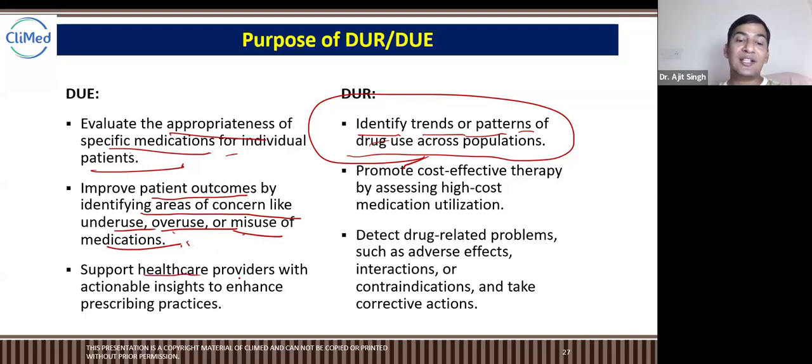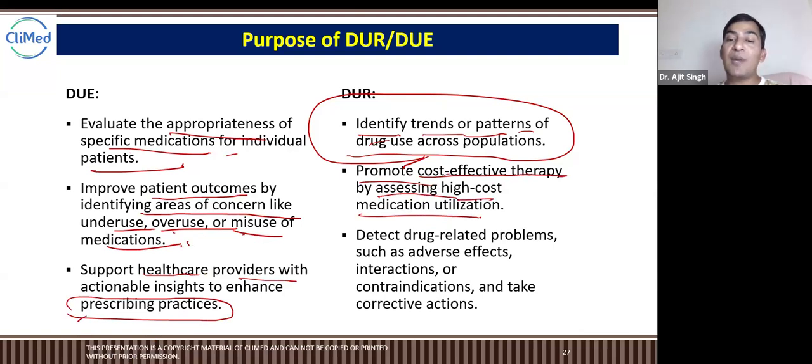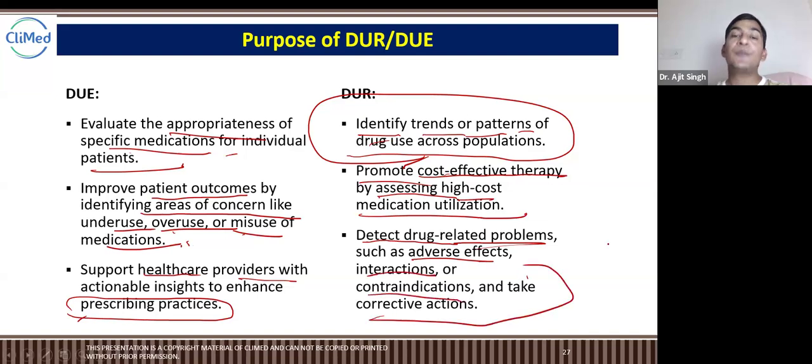And then it supports the healthcare providers with actionable insights to enhance good prescribing practices. When you look at the DUR, utilization review, it promotes cost-effective therapy by assessing high-cost medication utilization, and it detects drug-related problems such as adverse events, interactions, contraindications, and takes corrective actions. So at the end, you are going to check the appropriateness only, but in different manners, on the individual basis or the public basis or the larger group basis.